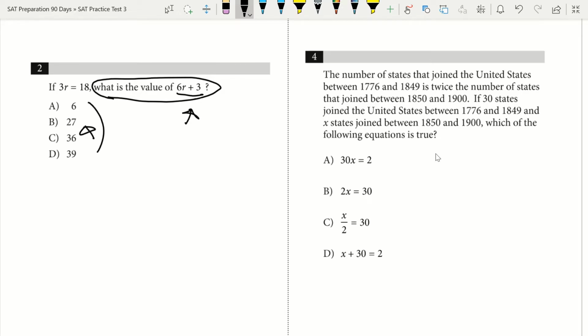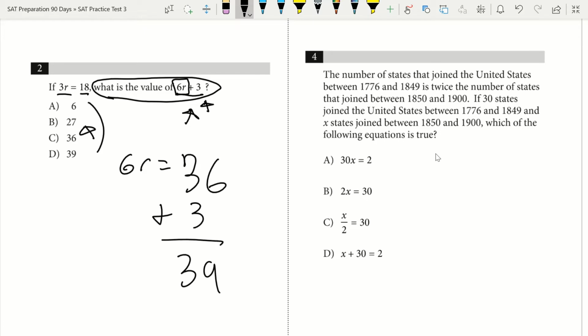So what jumps out to me right away is I have 6r here, and I see I have 3r here. So I know if I double 3r, so if I double 18 as well, I double each side, then I'm going to have 6r is equal to 18 times 2, which is 36. So now I just have to add 3 to that to get my answer, because we know 6r is 36. We add 3 to each side. We get 39 as our answer. So our answer there is going to be D.